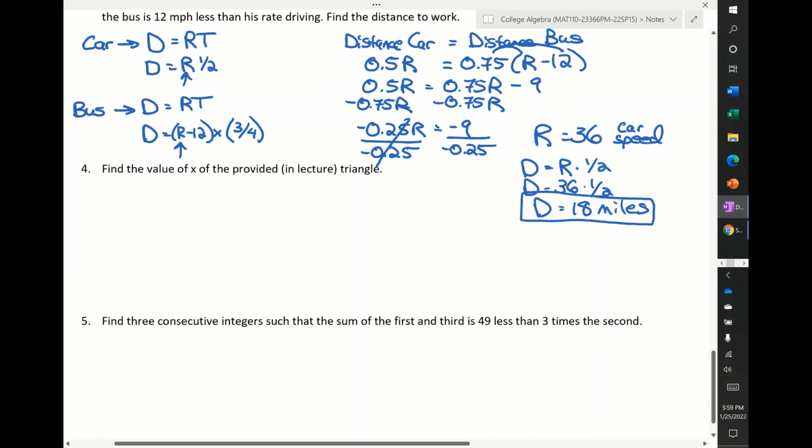All right. So let's talk about number 4. It says find the value of x for the triangle provided in class. I'll give you a triangle. Let's say this is 2x plus 7 degrees. Let's say that this is x plus 61 degrees. Let's say that this is x degrees. Be able to solve for x.